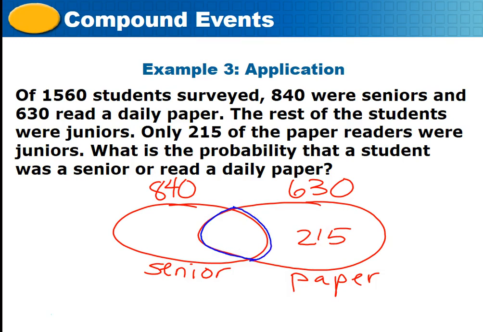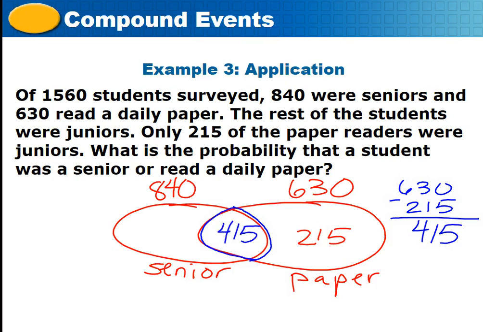So I see that I have the 630 up here. So I'm going to go 630 because that's how many paper readers I had. And then 215 of them were paper readers only. So when I do that, I can then find the number of people that were both paper readers and seniors. So that's going to give me 415. So I'm going to put our 415 right here. Now, if I wanted to find out how many seniors didn't read the paper, then over here I could do my 840 minus my 415, and that's 425.